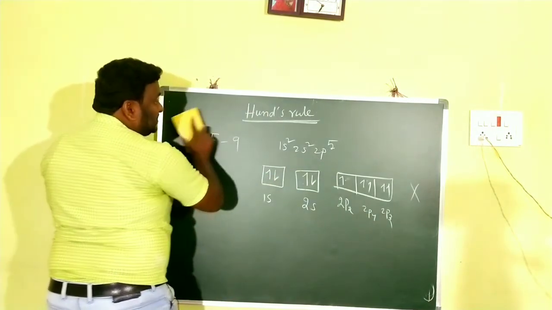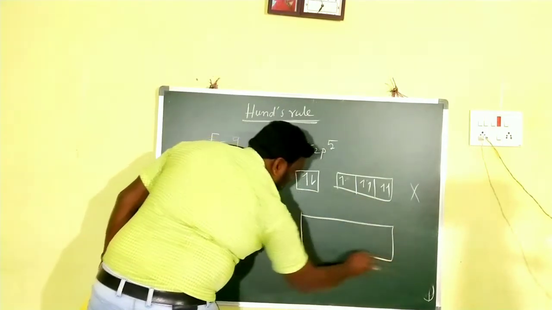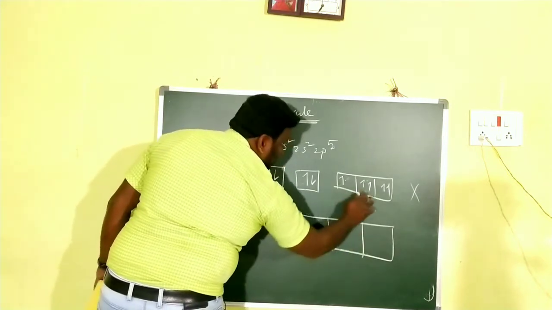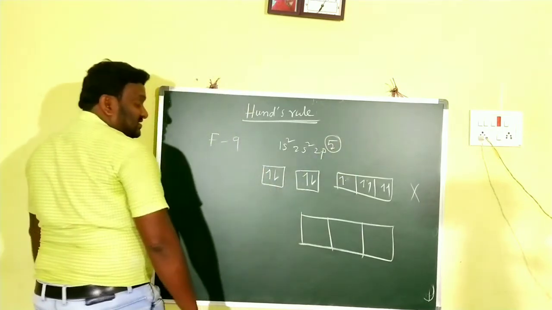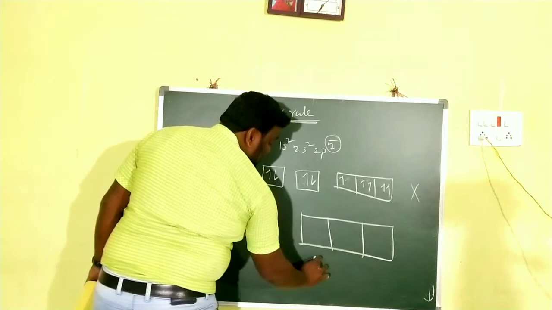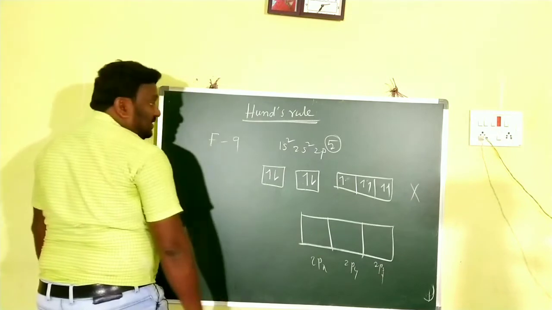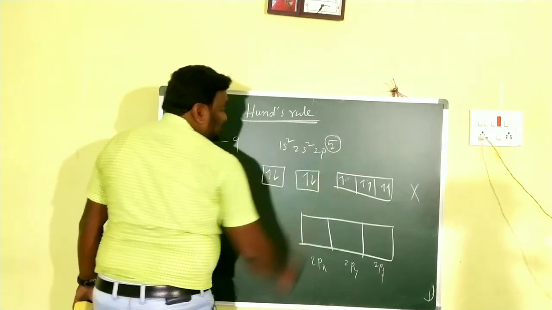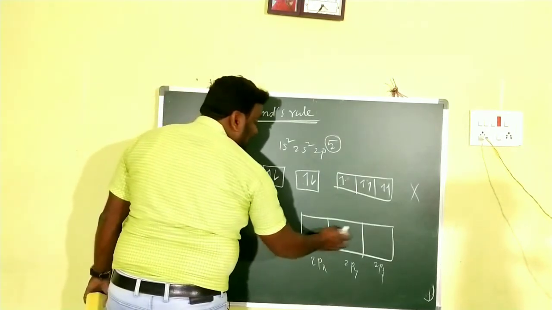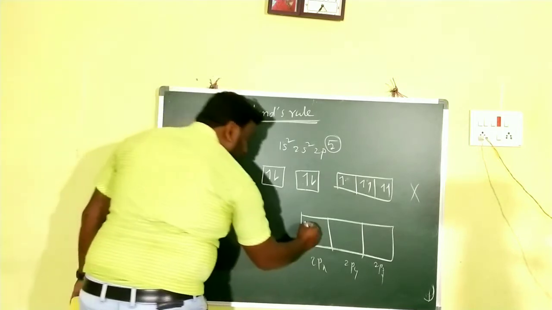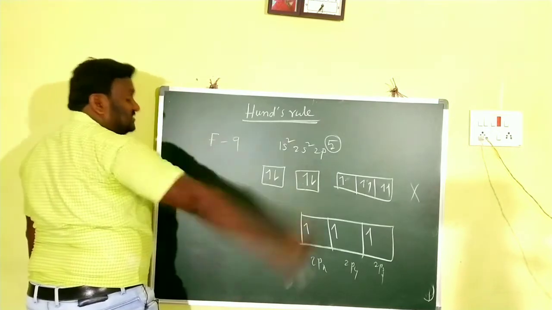It is wrong because in the case of p, how many orbitals are there? 3: 1, 2, 3. Here 5 electrons are there, and 3 degenerate orbitals: 2px, 2py and 2pz. Clear? These 5 electrons must be distributed according to Hund's rule. Every degenerate orbital must be filled with 1 electron each. That is the first thing.